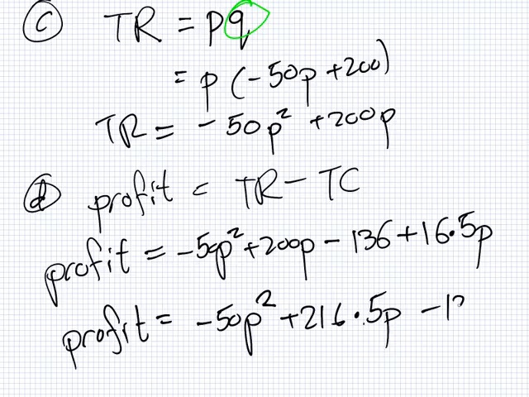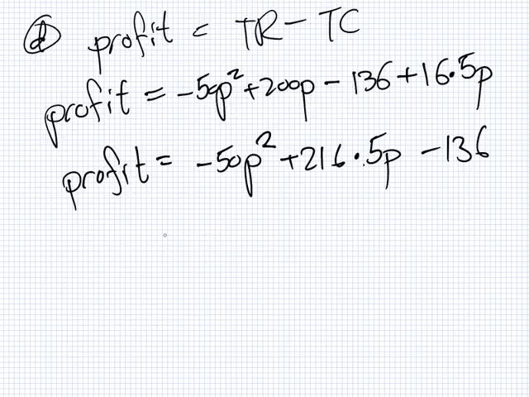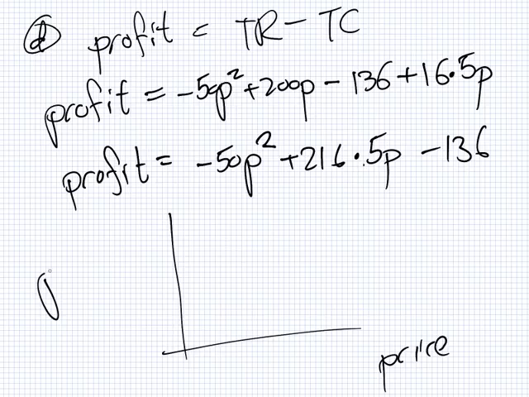216.5p minus 136. Yes? That's right, isn't it? When the price is 0, what's their profit? They make a loss of 136. Okay. So if you think about this graph now, here you have their price, and here you have the profit. The shape of the graph will be something like this.